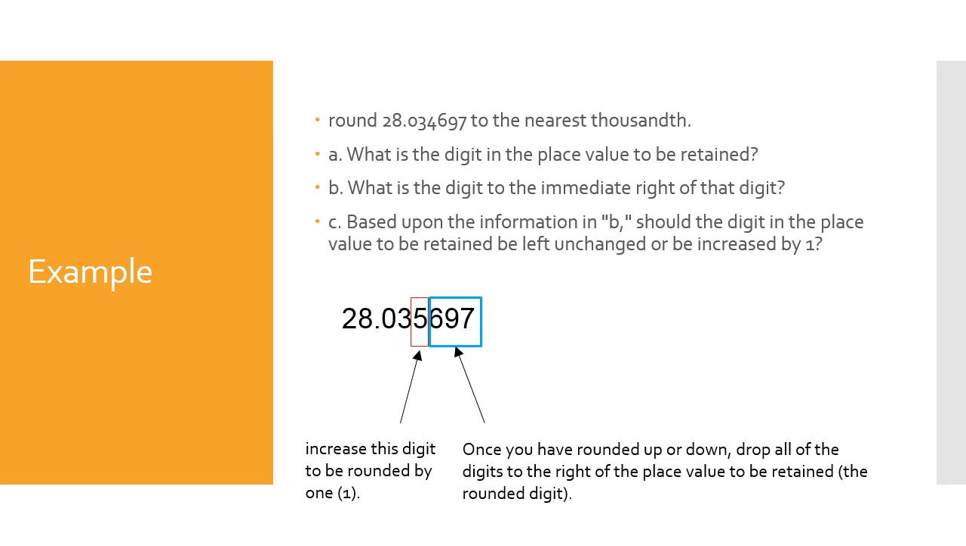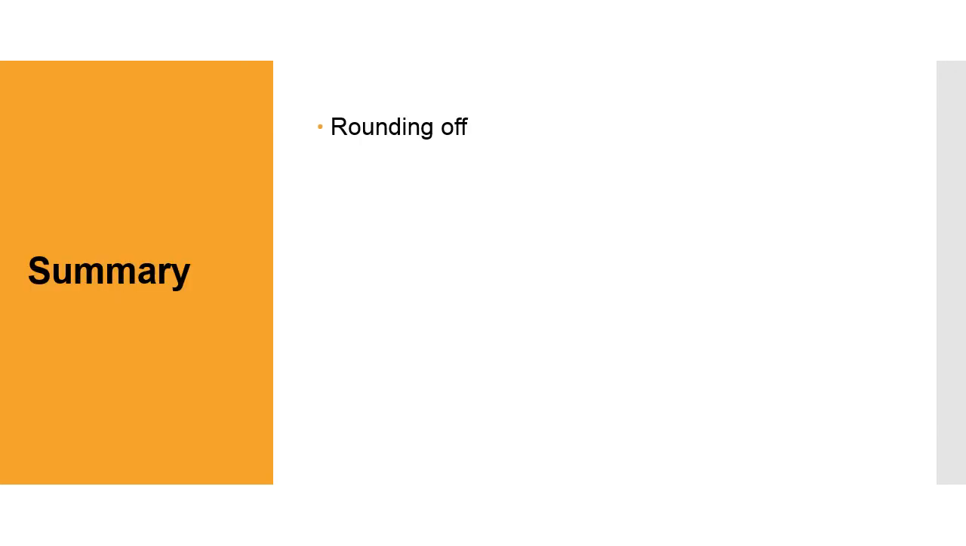So our 4 became a 5, and we're going to get rid of everything in that blue box. The 697 is going to go away. We had increased the 4 to a 5. Those others are going to go away. You can see here we've got 28.035. We dropped everything to the right of the 5 after we moved that 4 to a 5. So that's how you do rounding. That's an example. Summary: we covered rounding off and we did a couple of examples.